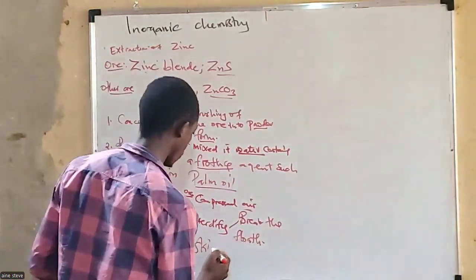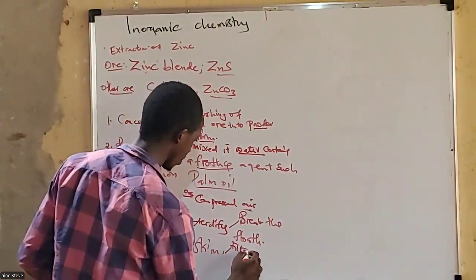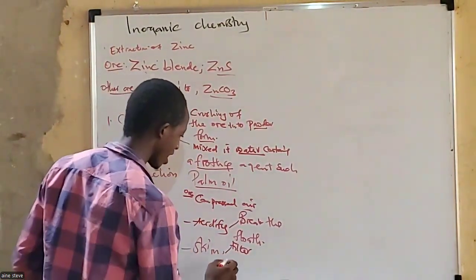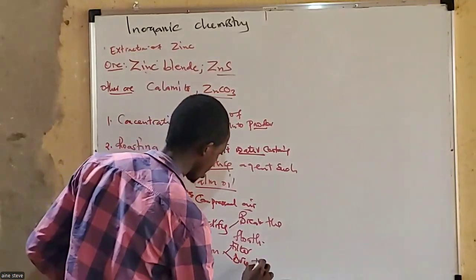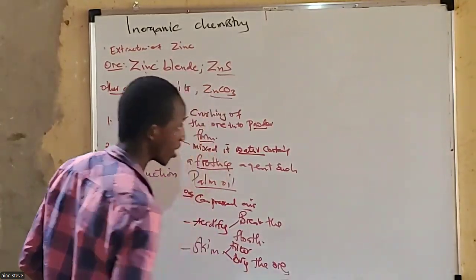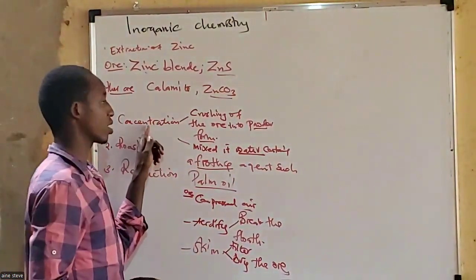After skimming off, you filter. After filtering, you dry. You dry now the ore. That is what we are now calling concentration.